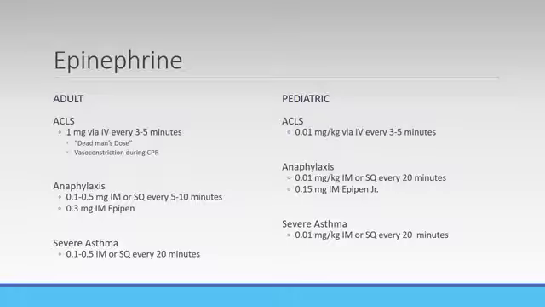Epinephrine can be used to help treat severe asthmatic patients. Once again, we're going to give a smaller dose, 0.1 to 0.5 IM or sub-Q, and what we're really trying to do is give a smaller dose there to really get the beta-2 activity to cause those bronchioles to dilate.